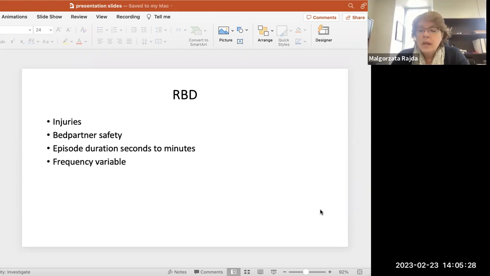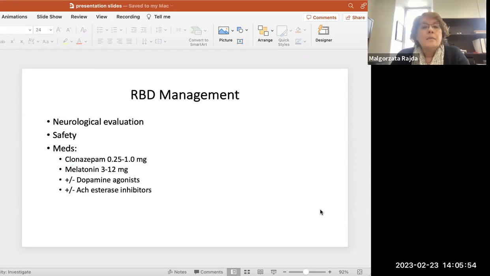The episodes tend to be quite short, seconds to minutes. It doesn't have to occur every night. Even if we don't have a description of the acting out of dreams, or the acting out of dreams occurs only once in a while, the elevated muscle tone during REM sleep is pretty much present every night, because that's the basic pathology here.